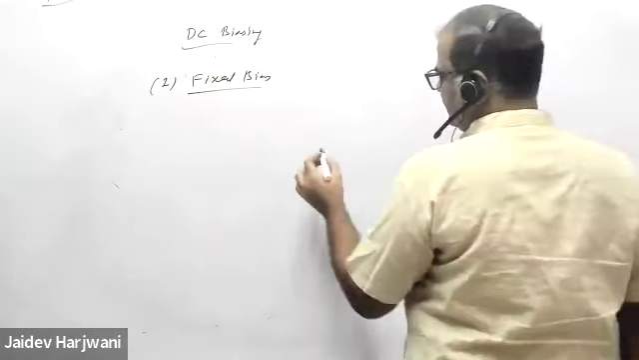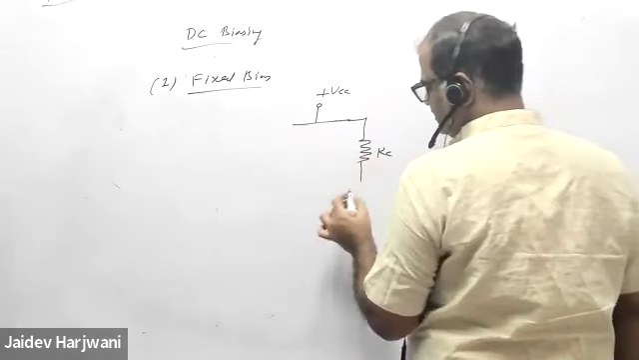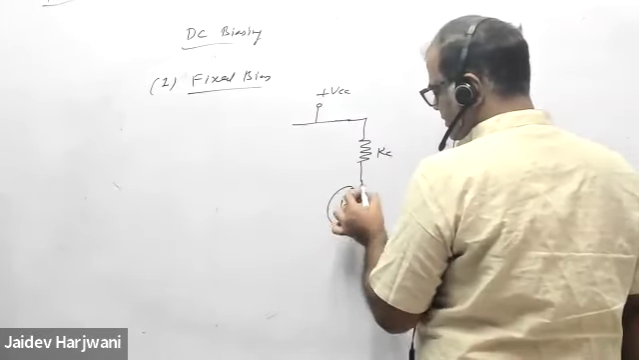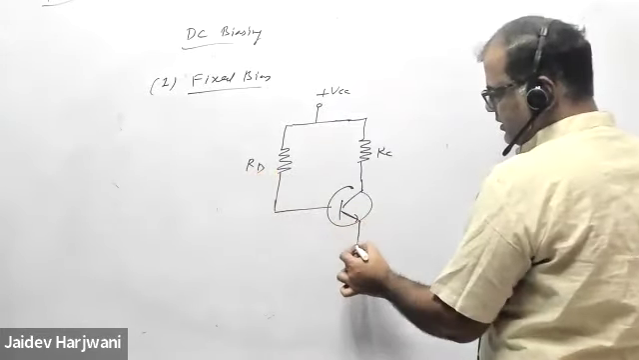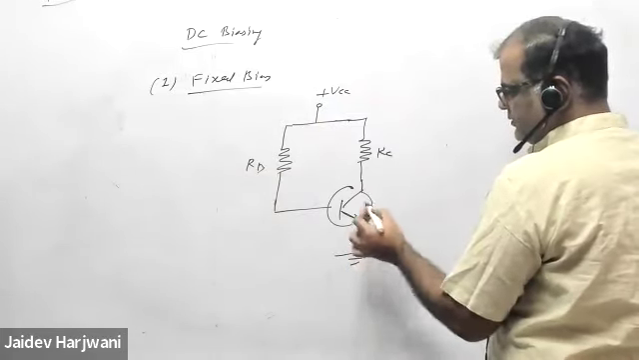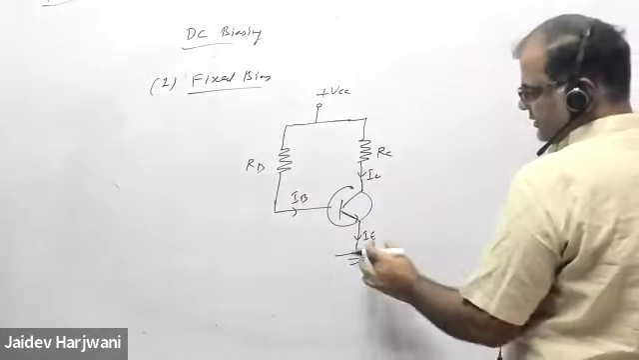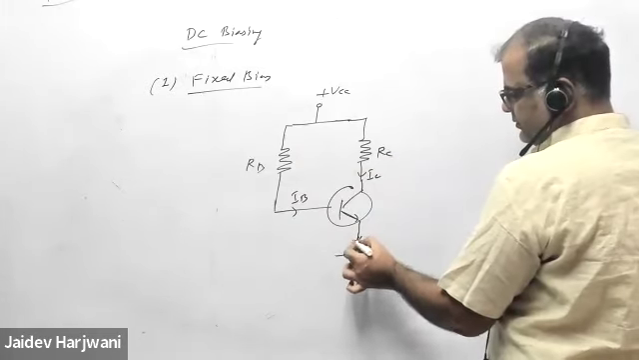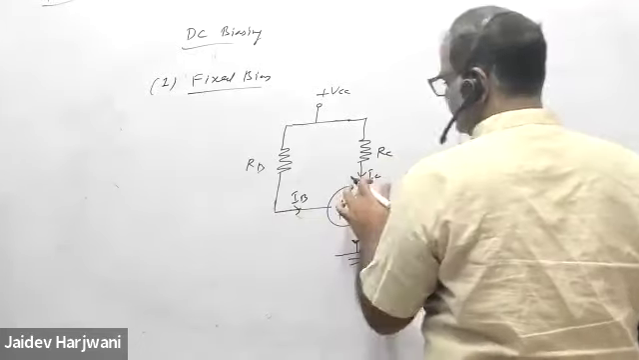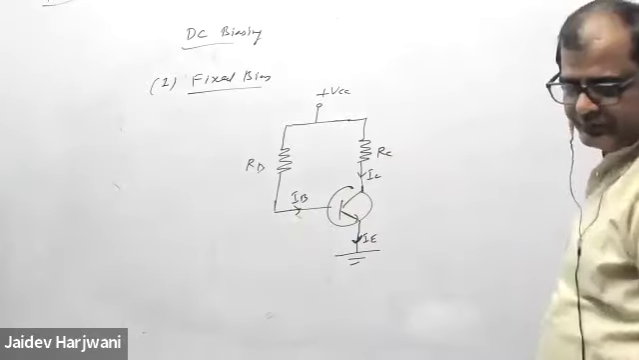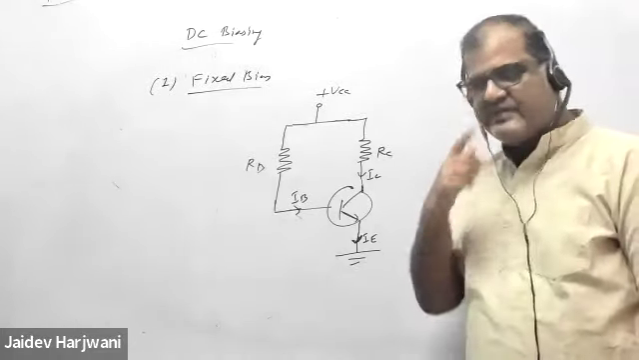Fixed bias means what you do, you have a battery plus VCC, you have a resistance RC, and here you have an RB. This is your IE, this is your IC, and this is your IB. So this is the elementary biasing circuit.